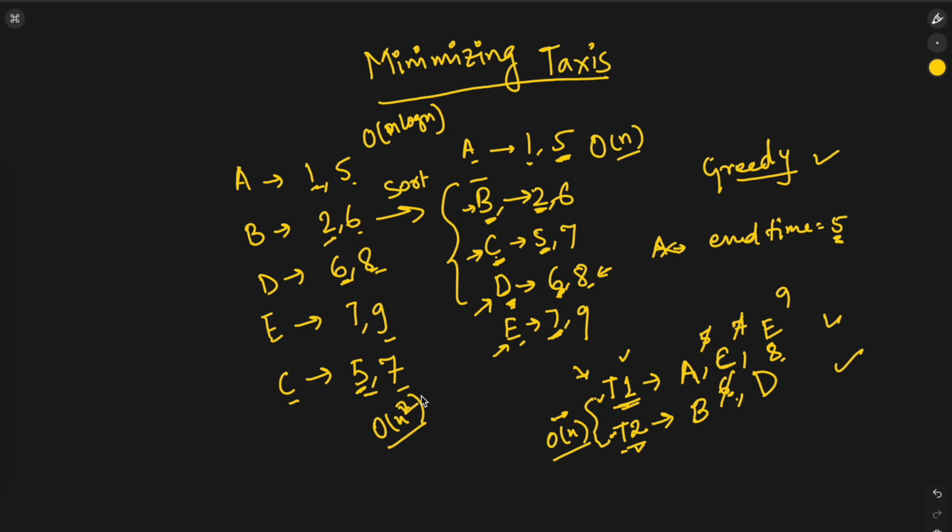Now, can we reduce this time complexity? And the answer is yes. Now let's see how we can reduce it. So here we are iterating the number of trips, that we cannot reduce. We need to go through all the trips.